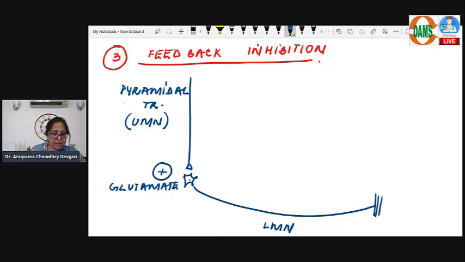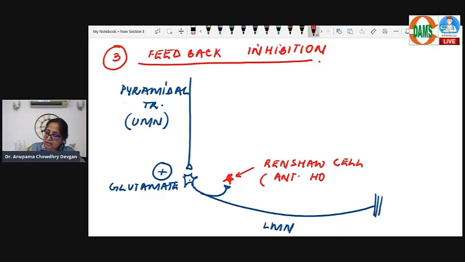Now, this lower motor neuron gives rise to a small collateral. And this synapses with an inhibitory neuron which is present within the anterior horn of the spinal cord, and this is known as the Renshaw cell. The Renshaw cell is an inhibitory neuron present in the anterior horn of the spinal cord, and this Renshaw cell now forms a synapse with the same alpha motor neuron.